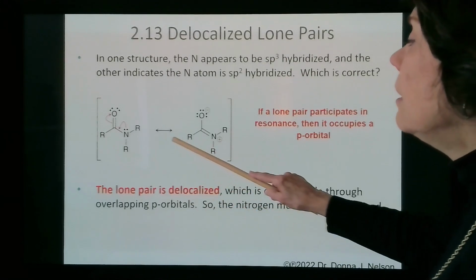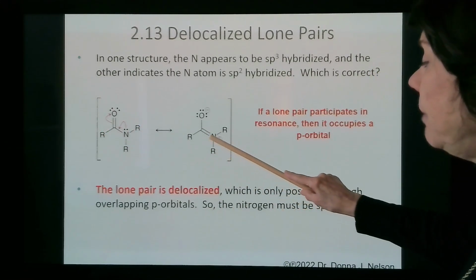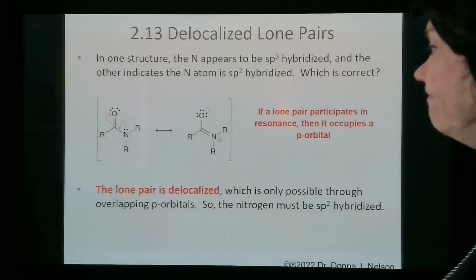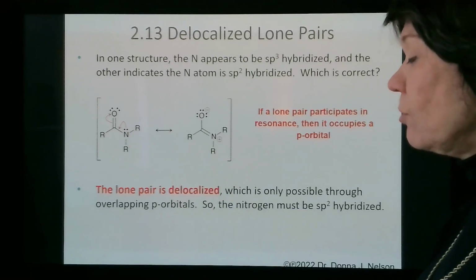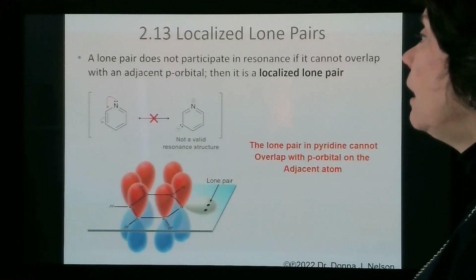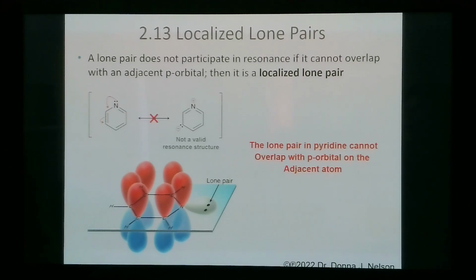A lone pair is delocalized only through overlapping p orbitals. So the nitrogen must be sp2 hybridized in the actual structure, even though it's not here in this resonance structure, or it appears not to be. The lone pair does not participate in resonance if it can't overlap with an adjacent p orbital.